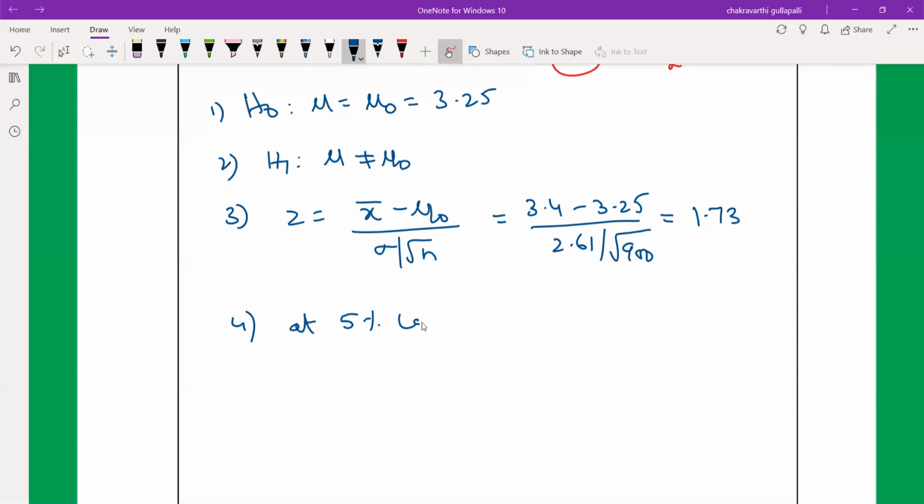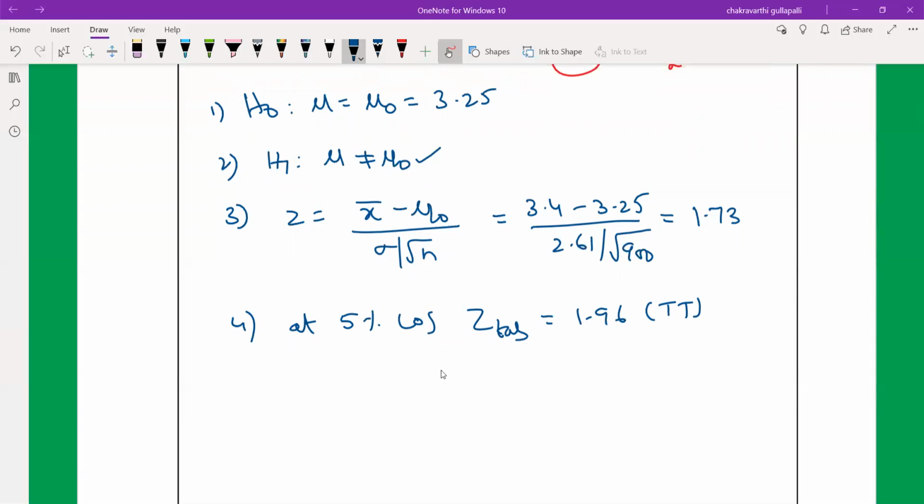At 5% LOS, Z table value is equal to 1.96, two-tail test. Here we have to use this two-tail test. When do we use a two-tail test, and when do we use a one-tail test? I will explain clearly here.